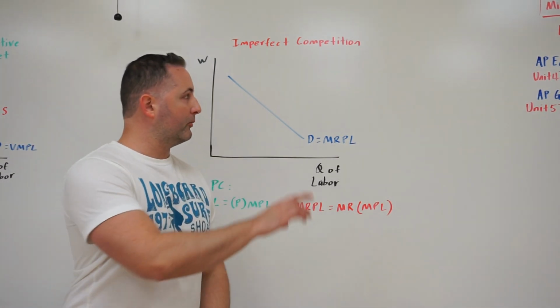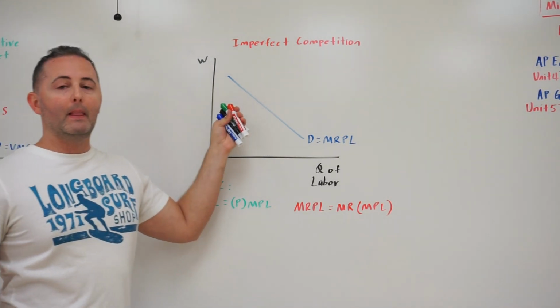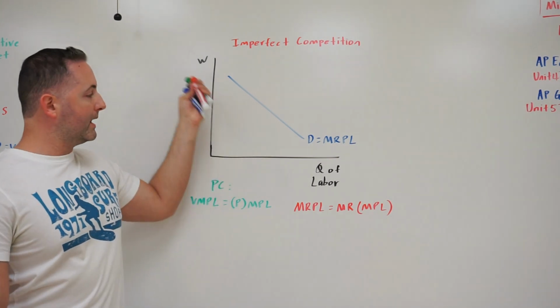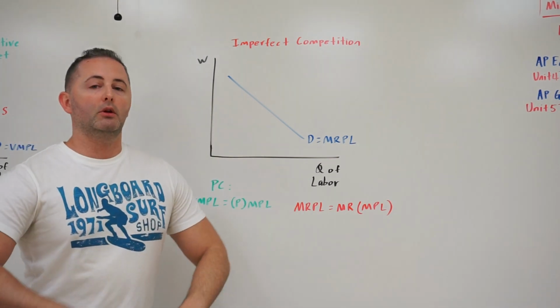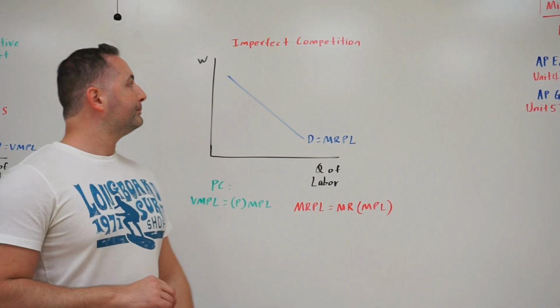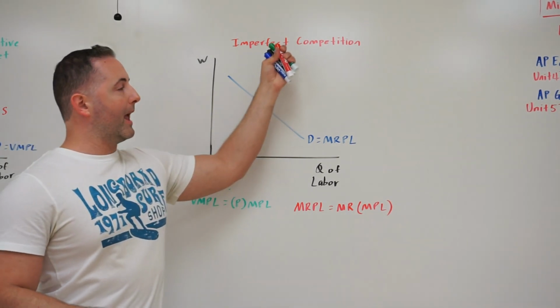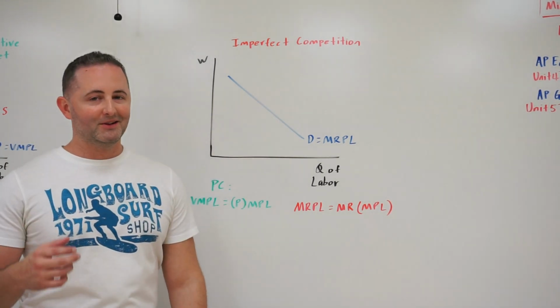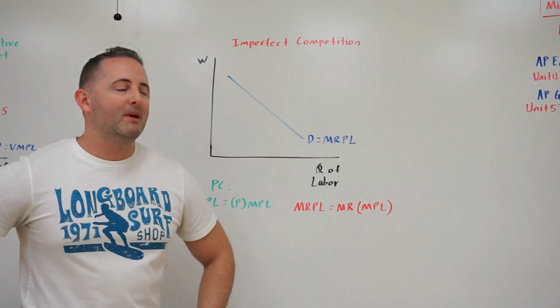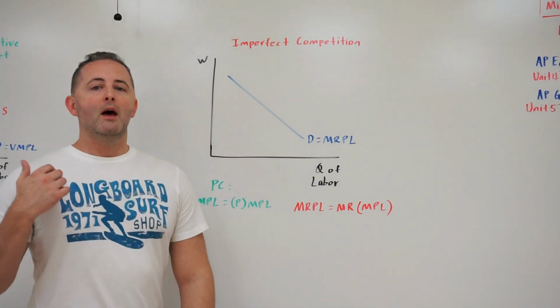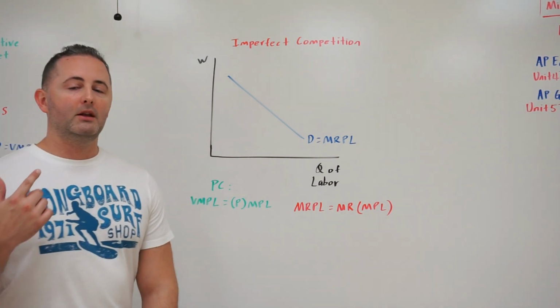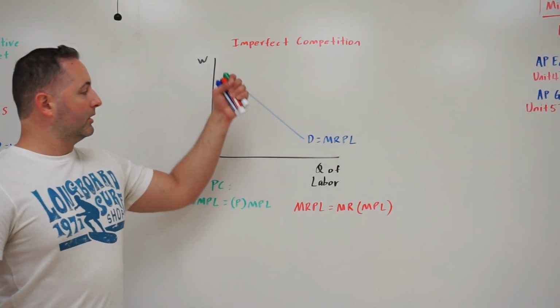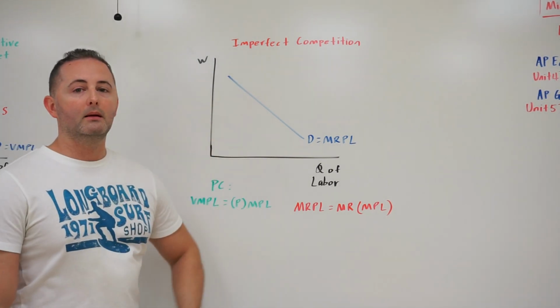What we're going to notice here is that this is still a labor market model. So we're looking at a wage and quantity of labor. We're looking at the labor market for imperfectly competitive product firms, so monopolists, monopolistically competitive industries, and oligopolists. We're looking at how they buy labor.